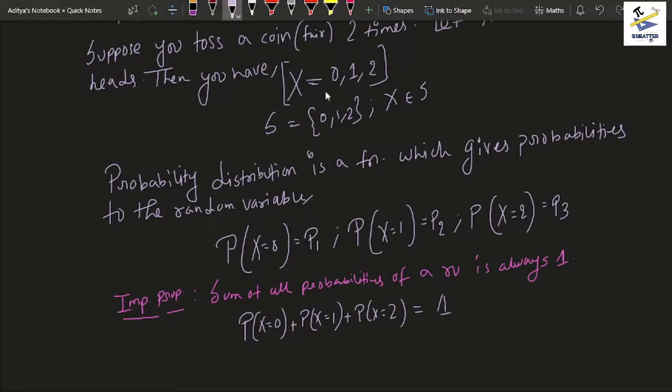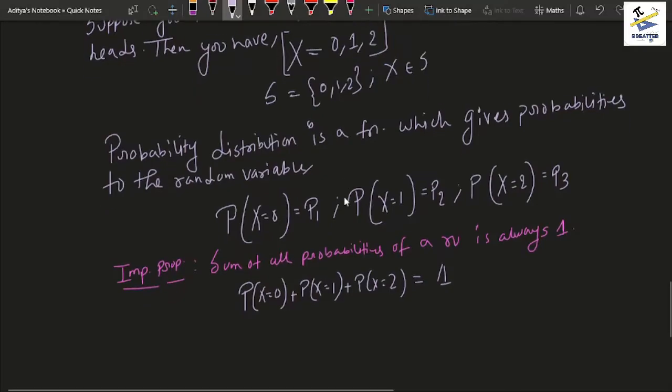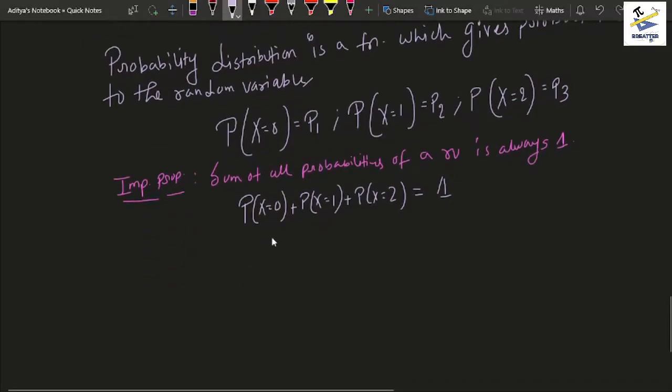We are adding 3 values because here the random variable only has 3 entries. If it had infinitely many entries, we would add all of them, we would have an infinite series. If it has finitely many, we would add all of them. So it doesn't matter how many entries the random variable can take, because the probability distribution will assign probability to each of them, and the sum of all those probabilities would be equal to 1. Okay, so here it would mean that p1 plus p2 plus p3 should be equal to 1.